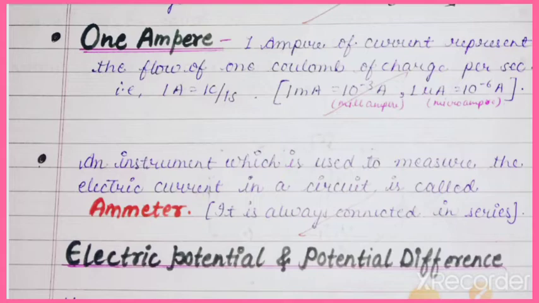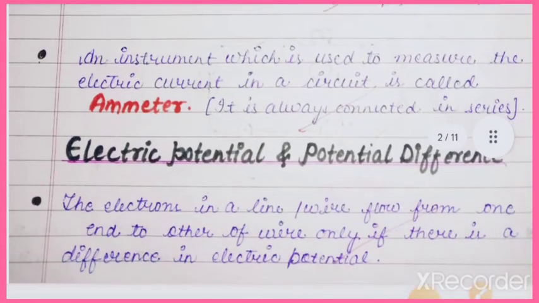So 1 ampere of current represents the flow of 1 coulomb of charge per second, right? That is 1 A is equal to 1 C upon 1 s. And this is very important: an instrument which is used to measure electric current in a circuit is called an ammeter, and it is denoted by the capital letter A.